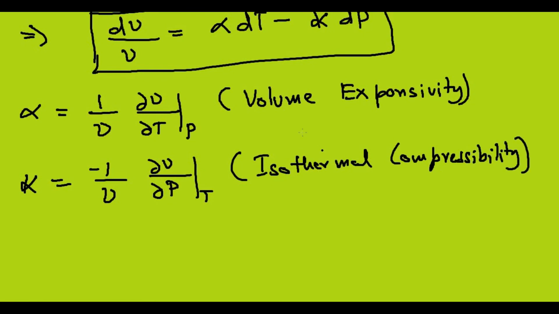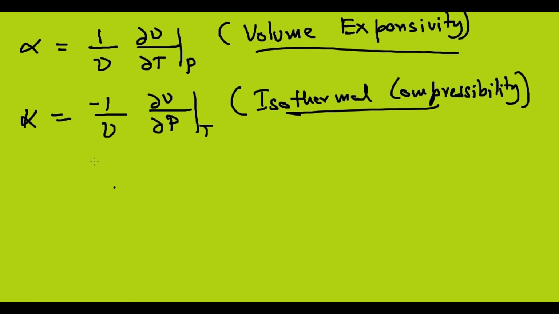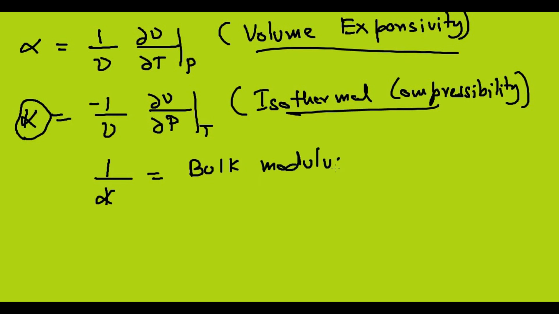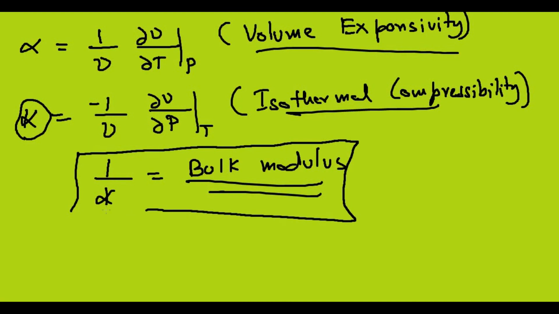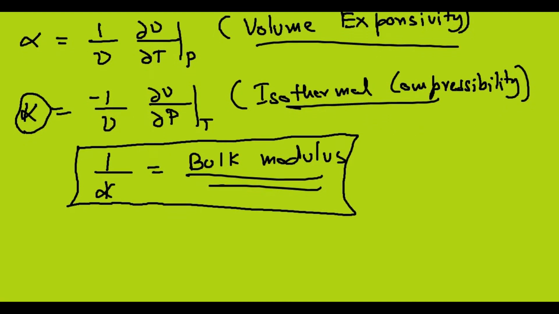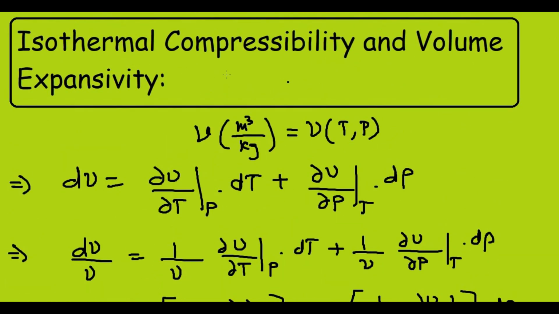So these were the two expressions which I wanted to derive. Another fun thing which you might be interested in knowing is that when we take the reciprocal of this kappa, 1 by kappa, what we get is the bulk modulus. So this might be important and might be useful in certain operations. So 1 by kappa is known as the bulk modulus, that is the reciprocal of the isothermal compressibility. So this was all about isothermal compressibility and volume expansivity. Thank you.